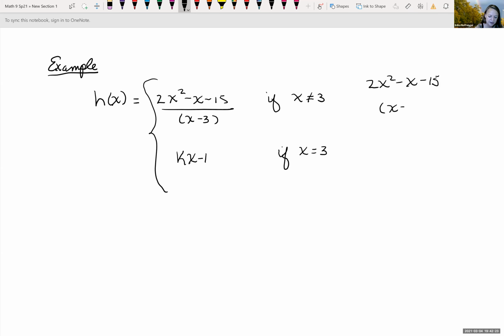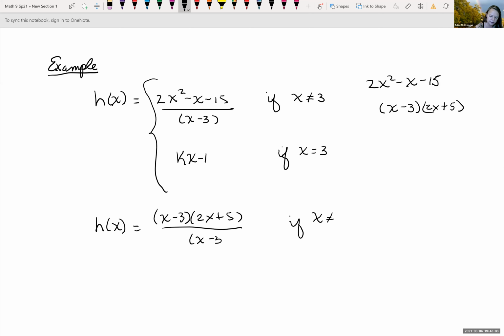Let's think about it. If this was x minus 3, in order to get this first term 2x squared, I would need a 2x here. And in order to make this a negative 15 at the end, I need a positive 5 here. So let's just make sure that this equals, if I distribute it out, the thing above. So this is 2x squared plus 5x minus 6x. Well, 5x minus 6x is negative x, and negative 3 times 5 is negative 15. Okay, so that does factor. We're going to have to do this anyway. So this is x minus 3 times 2x plus 5, all over x minus 3. X doesn't equal 3.